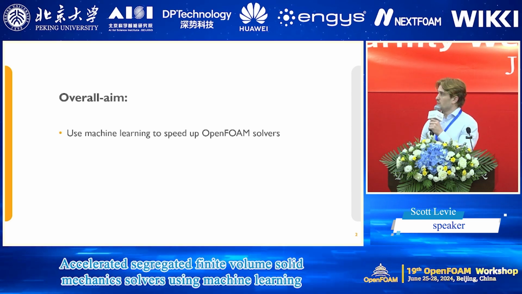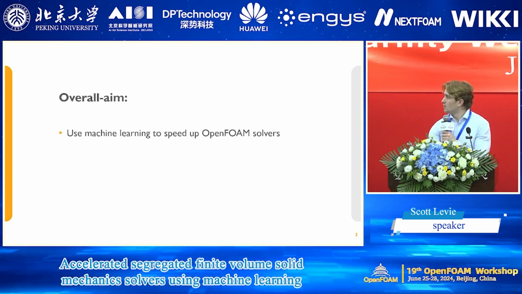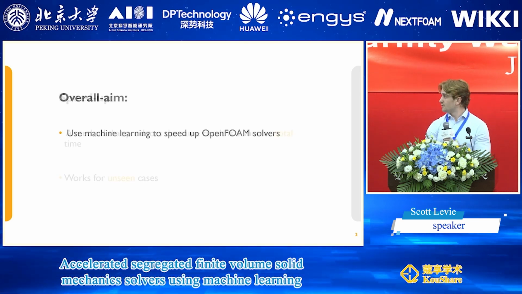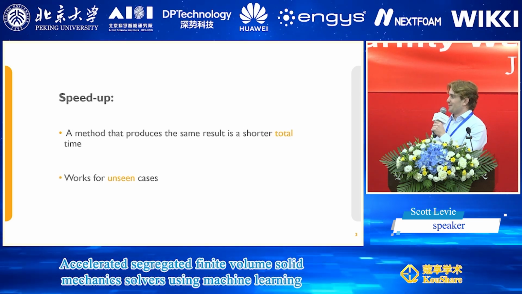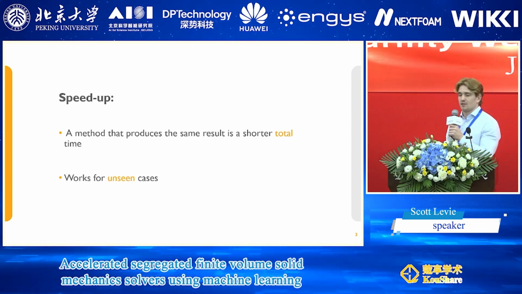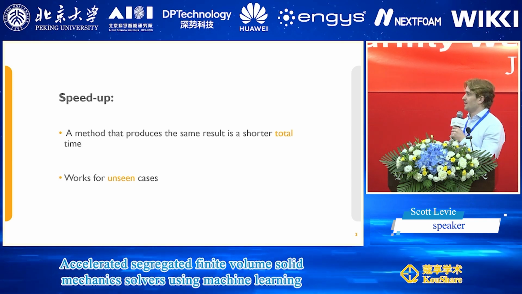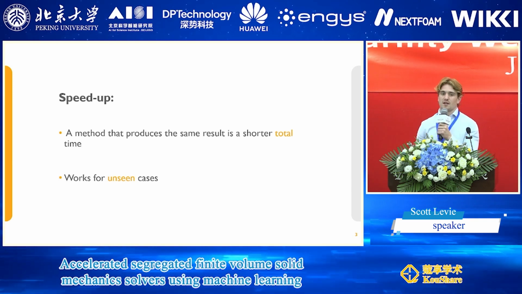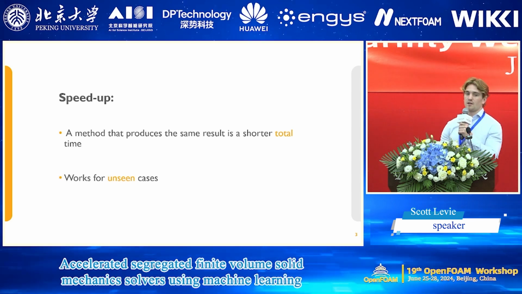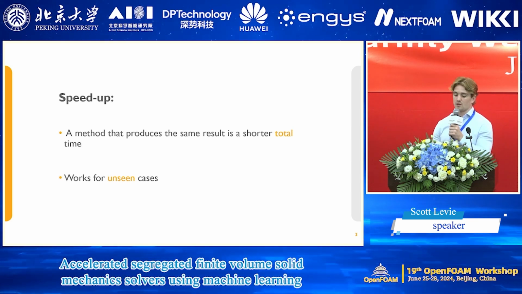So what do I mean by speed up? By speed up, I mean a method that produces the same result in a shorter total time. And ideally, this method could be applied to an unseen case. So you would give me an unseen case, I could apply my method, and I would get the same results in a shorter amount of time.